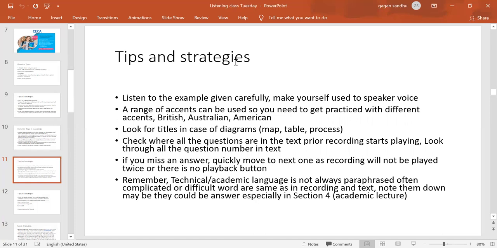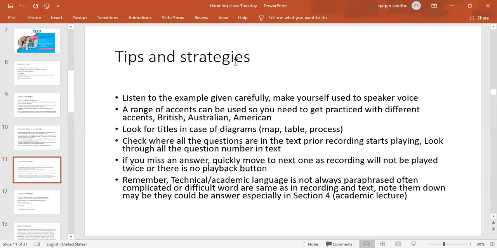And in case of any plan, map, diagram, process, table, always look at what they have written in the title. The title will tell you what it is showing, what you are after, and what sort of words can be your answer. Because just looking at a random picture, you can't decide what can be my answer until you go to the heading of that. So be sure to go to the headings of these certain diagrams.